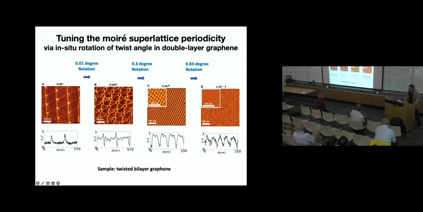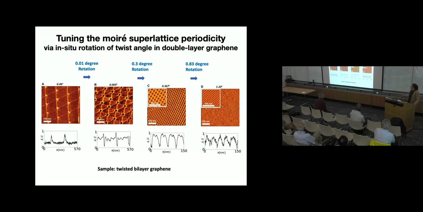So this is a sequence. This shows the data that we acquired after a sequence of rotations. We start with the two flakes in a roughly angle-aligned geometry that gives you a very large period moiré superlattice. We can introduce a 0.01 degree rotation, which brings you here. And then we can introduce larger rotations. So this is an example of a 0.3 degree rotation and a 0.83 degree rotation. So this is really the main experimental result that I wanted to share.